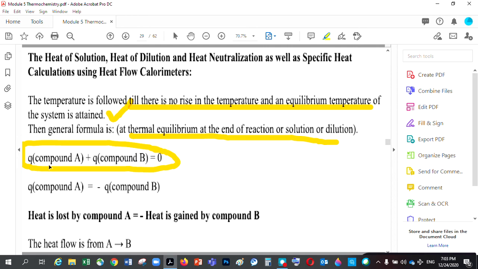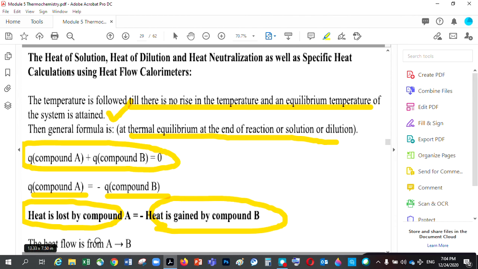So meaning the heat of compound A plus the heat of compound B is equal to zero. So the heat lost by A equals the heat gained by B, or vice versa, whatever that might be. So maybe the heat gained by A is minus the heat lost by B, and so on, correct? As in our example here, heat lost by A equals negative heat gained by B. And here is this, because in our system, heat flows from A to B. If the heat flows from B to A, that will be reversed, as I mentioned.